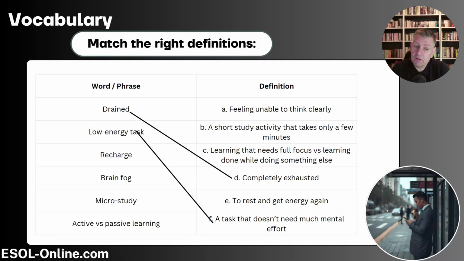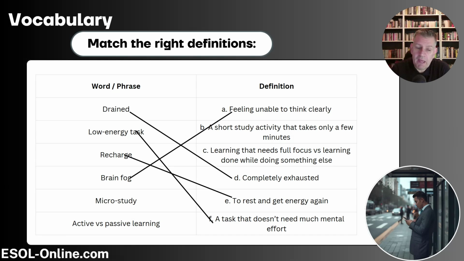Low energy task we mentioned in the warm-up activity. This is a task that doesn't need much mental effort. The example we gave was watching a movie with the subtitles. Recharge, as you would do with your phone, to rest and get energy again. You're going to recharge. Brain fog, feeling unable to think clearly. So if you think about when the weather is foggy and the visibility is very poor, we use this expression if we're talking about when your mind is in that kind of state of being unclear. We refer to a brain fog.